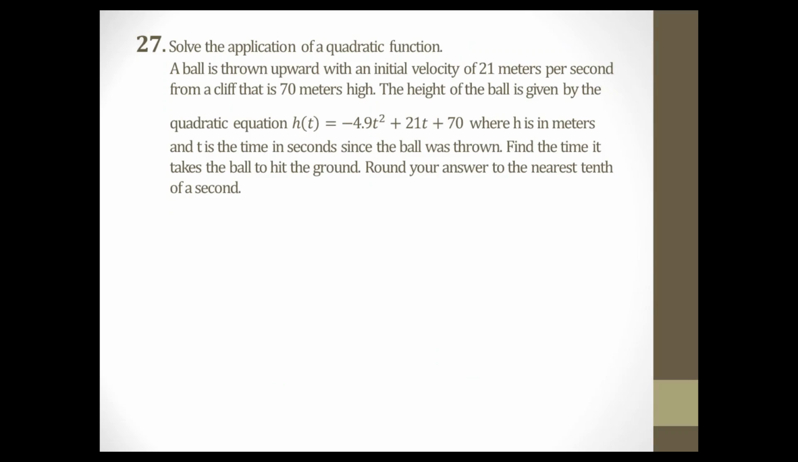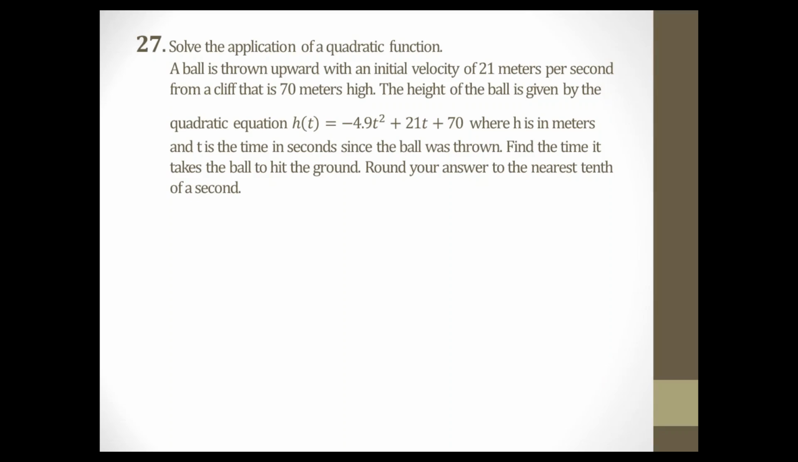So solve the application of a quadratic function. A ball is thrown upward with an initial velocity of 21 meters per second from a cliff that is 70 meters high. The height of the ball is given by the quadratic equation h of t equals negative 4.9 t squared plus 21t plus 70, where h is in meters, so how high the ball is in question, and t is the time in seconds since the ball was thrown. Find the time it takes the ball to hit the ground. Round your answer to the nearest tenth of a second.